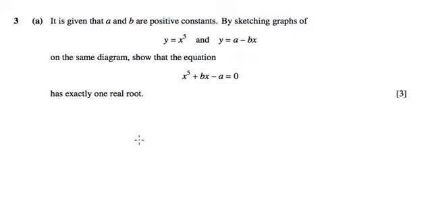Okay, 3 part A asks us to sketch these two graphs on the same diagram to show that this function here, when they're equal to each other and it's been rearranged, so we've added the bx, we've taken away a, it has one real root. So, we just need to know what these two graphs look like.